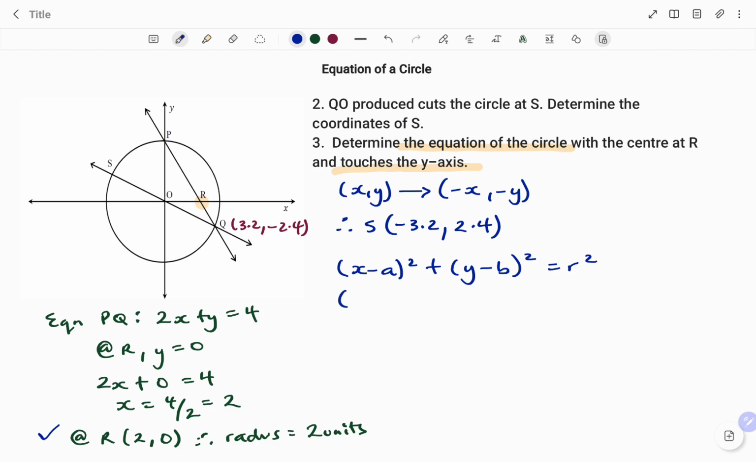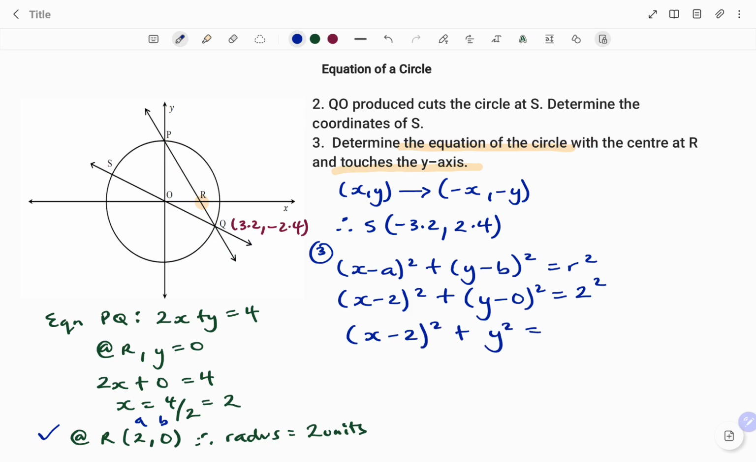So we have x minus a, in this case a is 2, and b is 0. So we have x minus 2 squared, plus y minus b, where the b value is 0, equals, we've been able to determine the radius, that's 2 units, so we have 2 squared. Rewriting that, we have x minus 2 all squared plus y squared equals 4. So that will be the equation of the circle with the center at R, which also touches the y-axis.